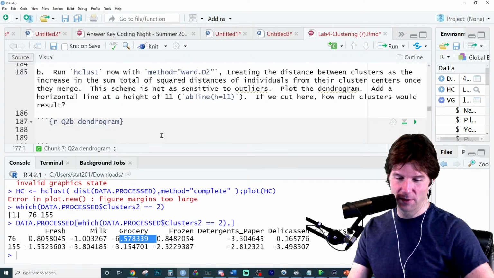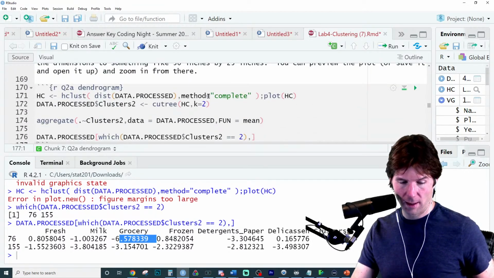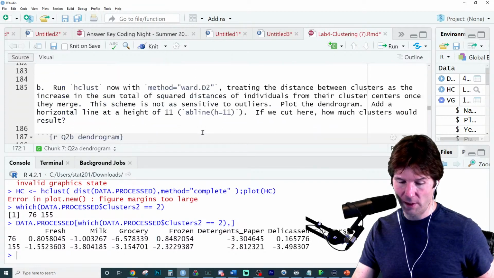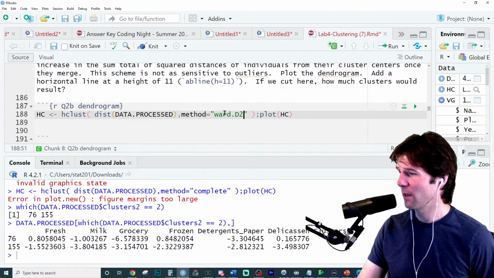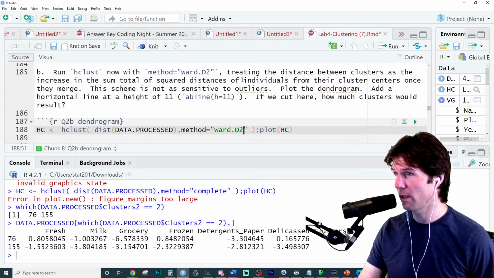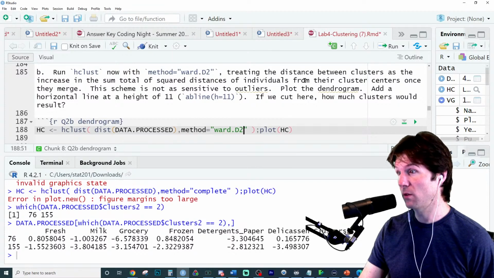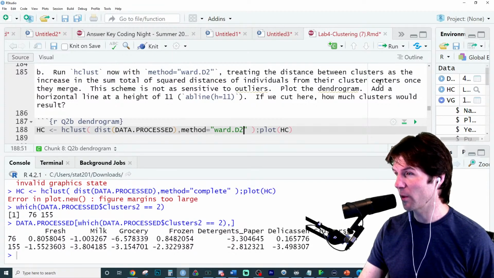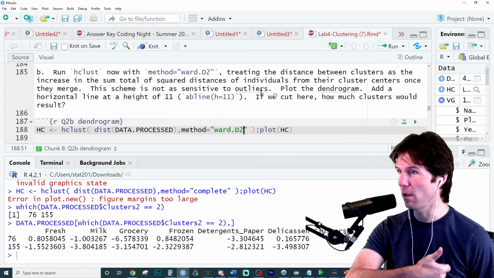So pretty interesting individuals. We've got the Ward's method. And so we're just going to grab our hierarchical clustering again and change the method to Ward's distance 2. There's actually a lot more methods. People come up with a lot of ways to do hierarchical clustering. This treats the distance of clusters as the increase of the sums of the squares of the total distance. It uses within cluster sums of squares from their cluster centers once they merge. The scheme is not as sensitive to outliers.